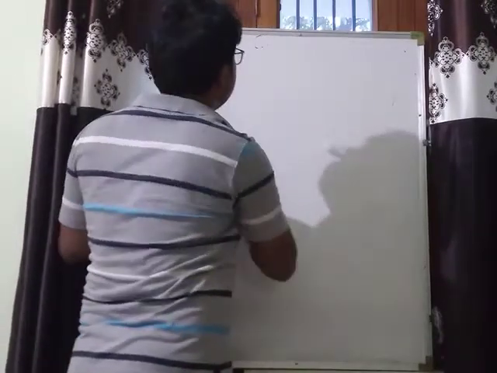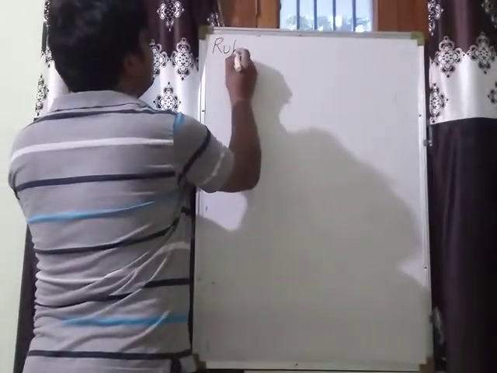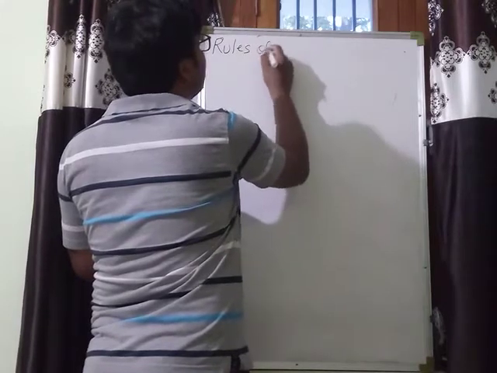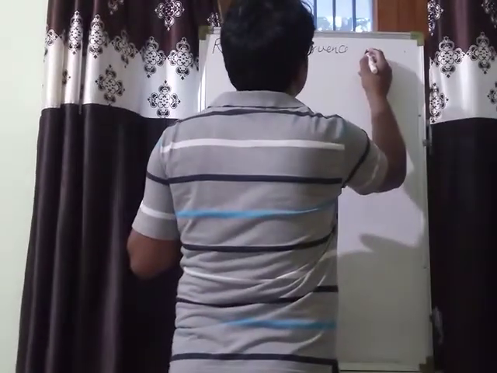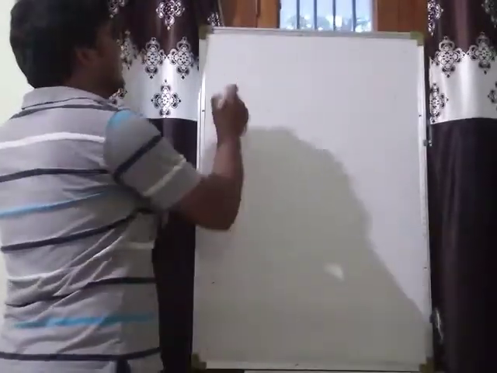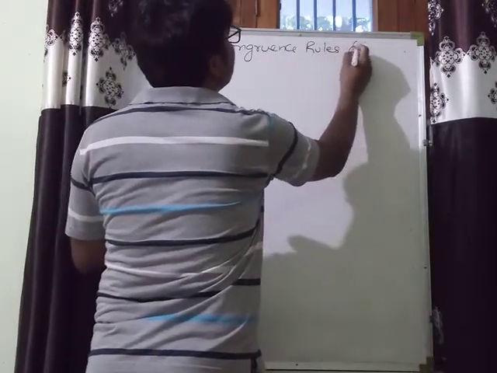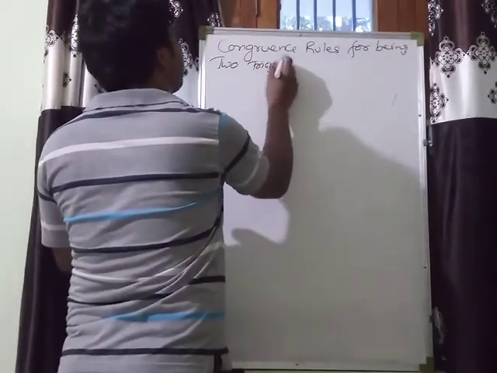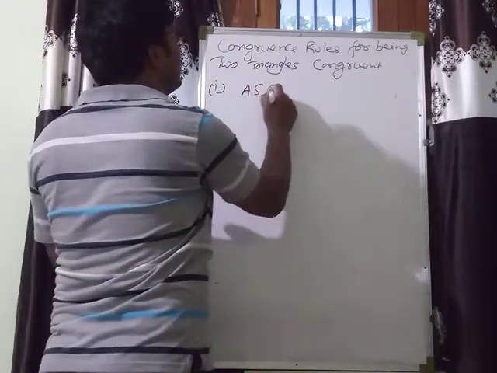So next topic, rules of congruency. Actually we can write this: congruency rules for two triangles being congruent. First one, ASA congruency rule.